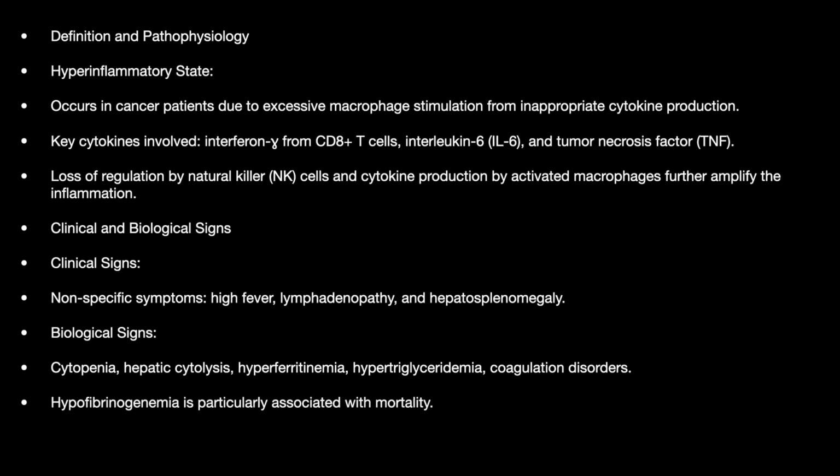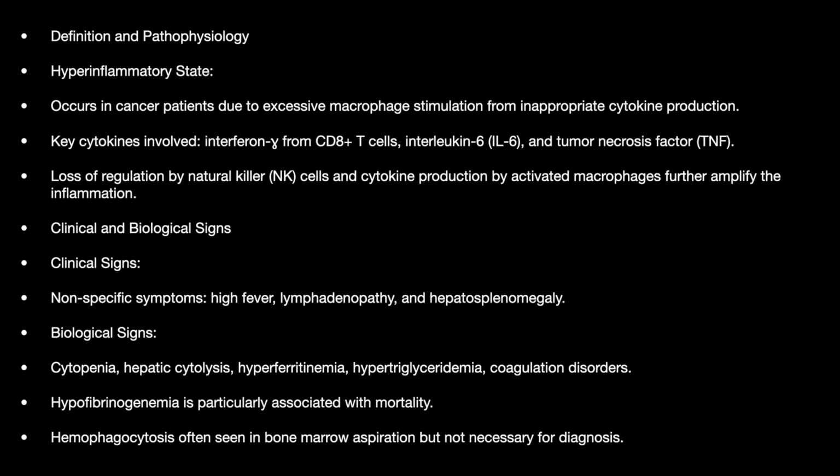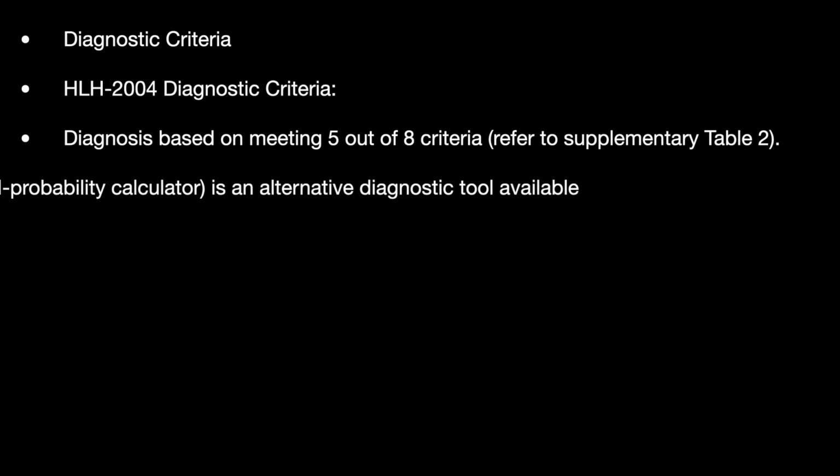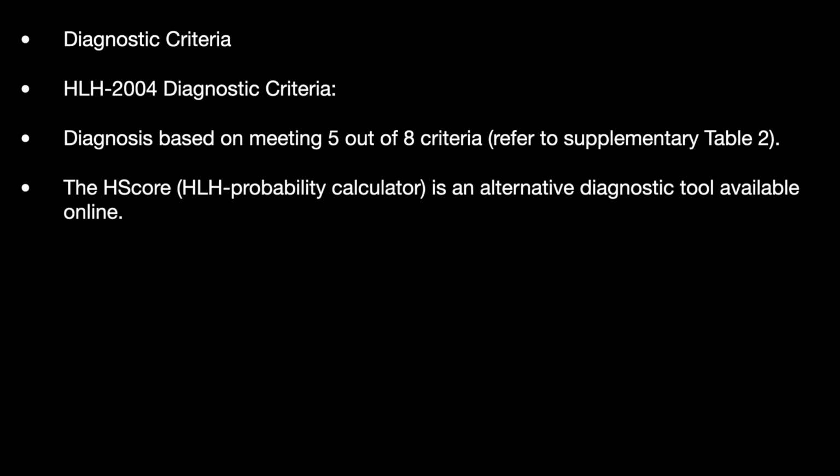Hypofibrinogenemia is particularly associated with increased mortality. Hemophagocytosis is often seen in the bone marrow aspiration, but it is actually not a diagnostic criterion. The HLH 2004 diagnostic criteria are used. You need to have any 5 of the 8 factors. You can see the table. The H score, that is the HLH probability score, is an alternative diagnostic tool.